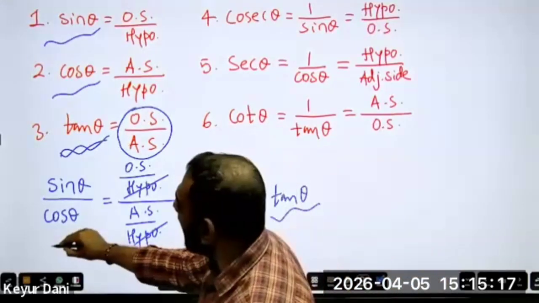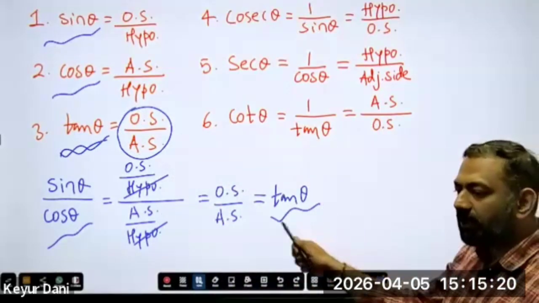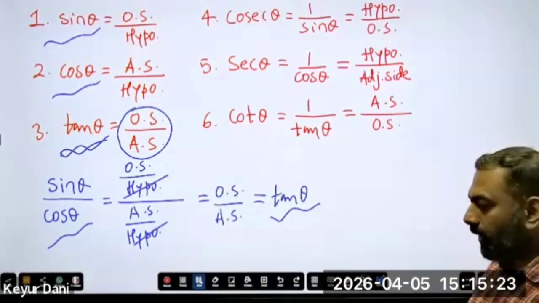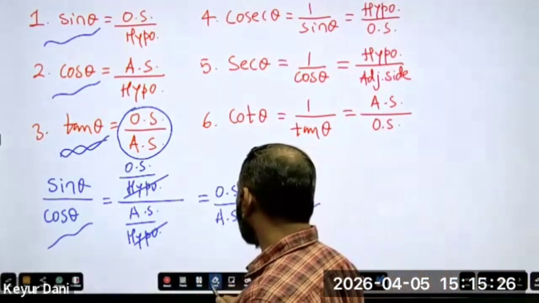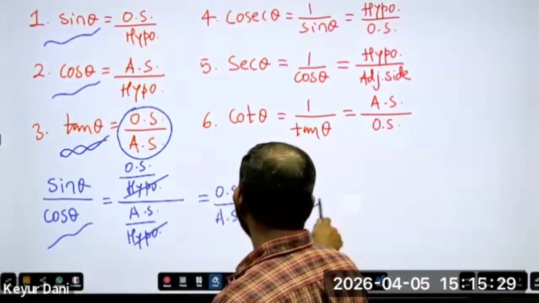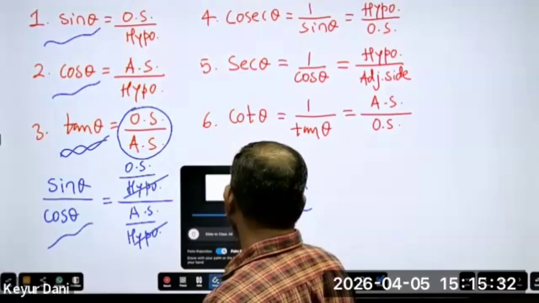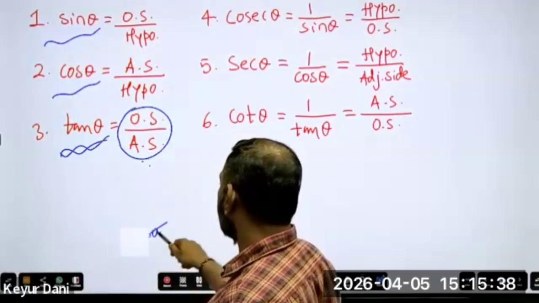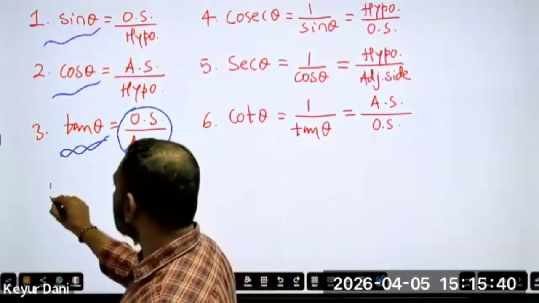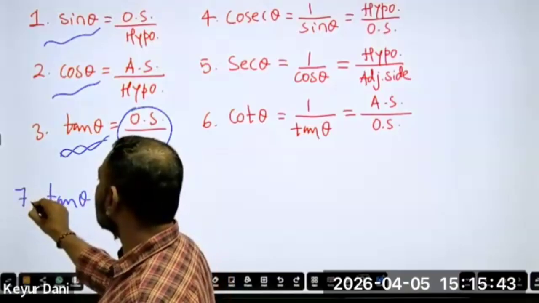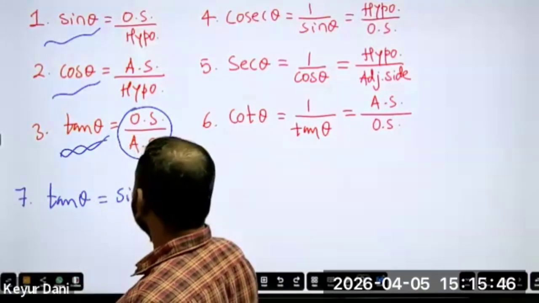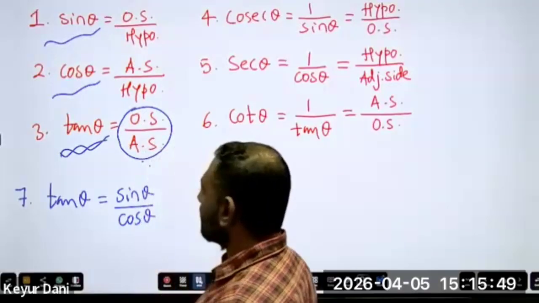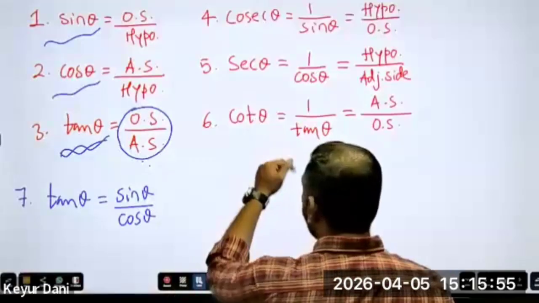Correct. So what did we do? We created a relation between tan and sine and cos. So tan theta is sine theta upon cos theta. One more relation, one more formula that we have developed is this. That relation is tan theta. So I'll call it a seventh formula. Tan theta is sine theta upon cos theta. That is what we proved. Understood? Yes. Now let us get back to this formula, cot theta.